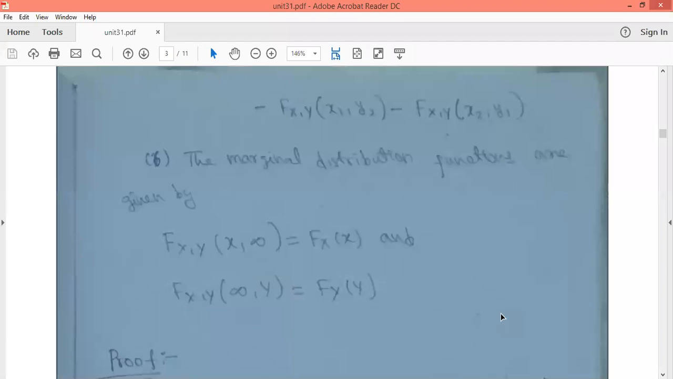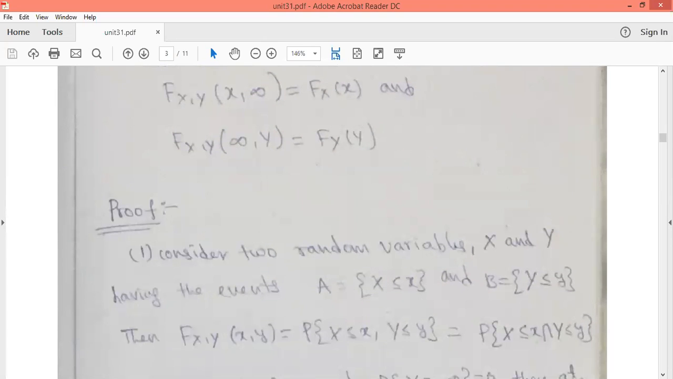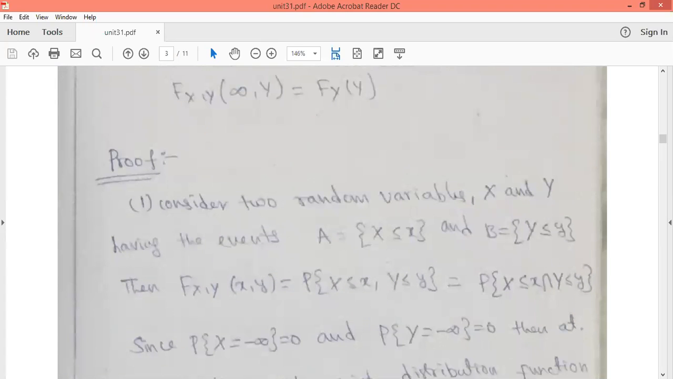Now we'll see the proof of this. What does the first property say? F_XY(−∞, −∞) is equal to 0. F_XY(−∞, y) is also 0, and F_XY(x, −∞) is also 0. What are we doing? We are considering two random variables, x and y. So what are the events here? The event A is defined as X less than or equal to x, and B is Y less than or equal to y.